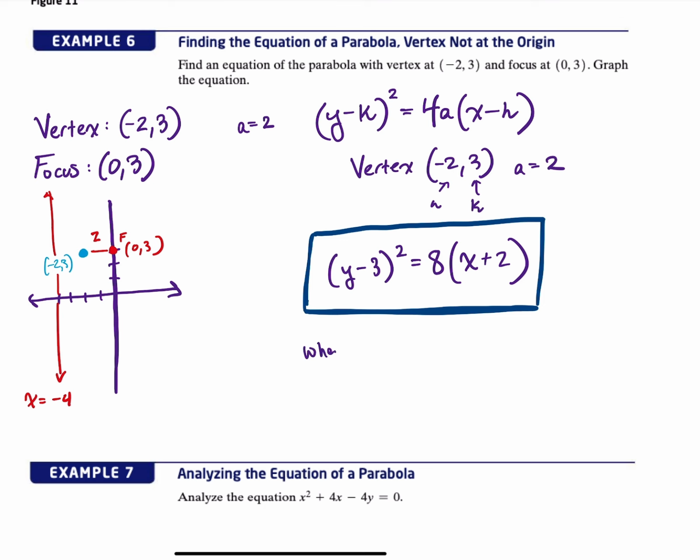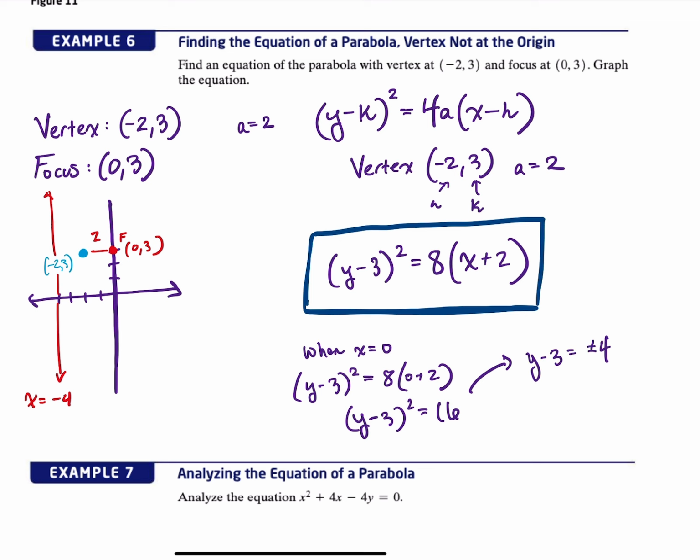So I can say when x equals 0, we would get y minus 3 squared equals 8 times 0 plus 2. So that means y minus 3 squared will equal 16. Take the square root of both sides. y minus 3 will equal plus or minus 4. So y should equal 3 plus or minus 4, meaning it will equal either 7 or negative 1.